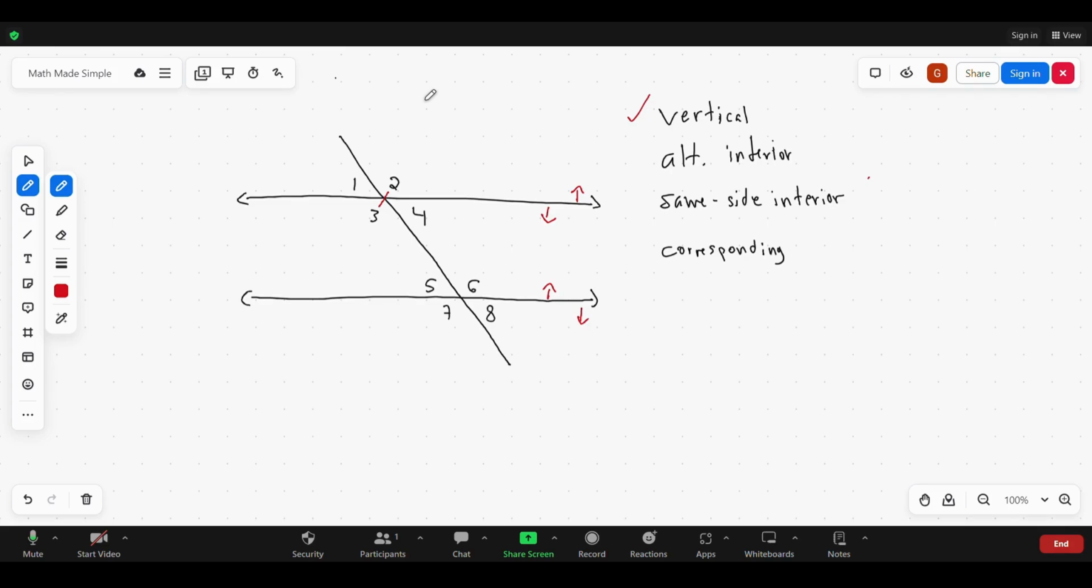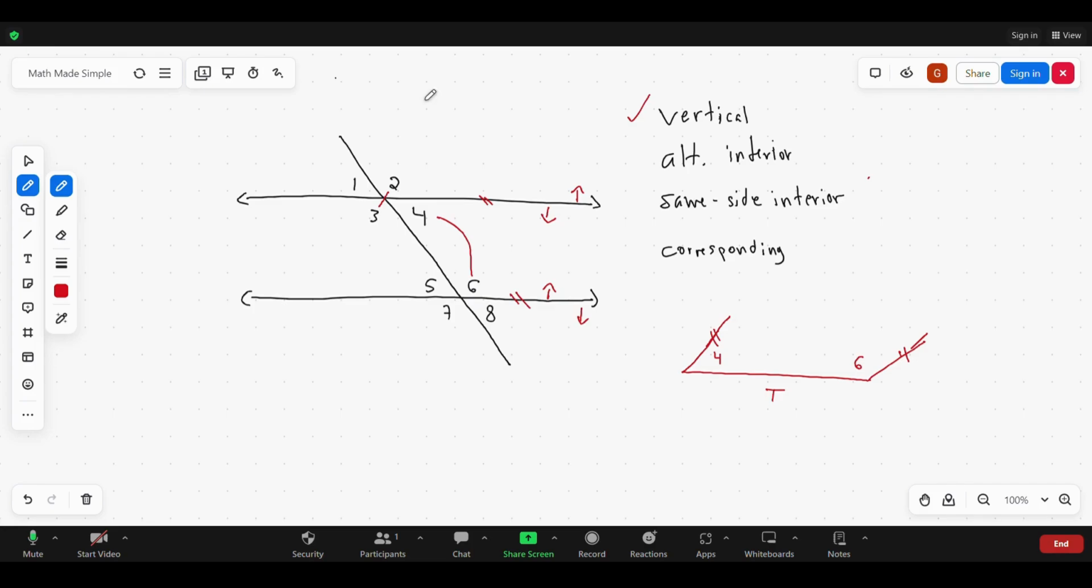But what about the relationship between 4 and 6? Those are same side interior angles. If we draw it on its side right here, we'll take just that segment. So this is our transversal here. This is angle 4, and this is angle 6. If you notice how these two lines right here are related, these are parallel. That'll be this line right here and this line right there.